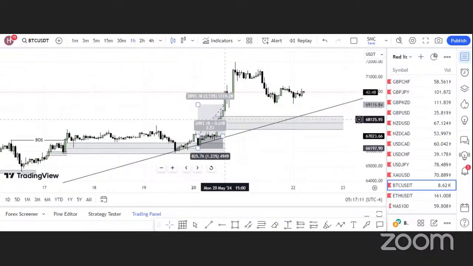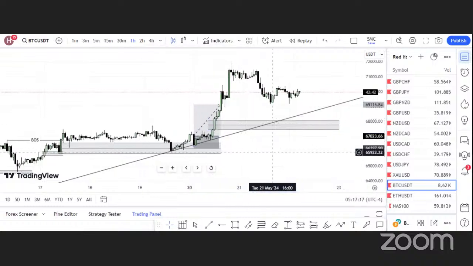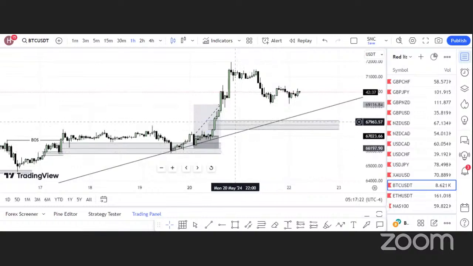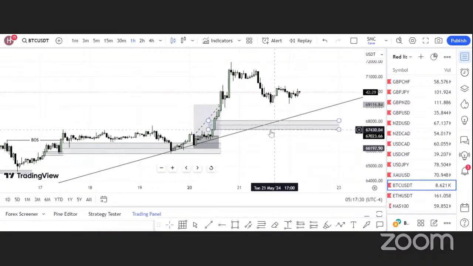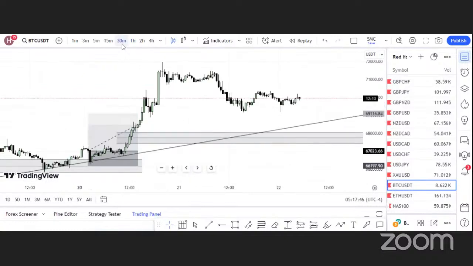So here we have multiple areas where the market had previously rejected from. So we have a fair value gap that is untapped yet. We have a fair value gap, but it's not mitigated yet. So I think the market would most likely want to come down to mitigate these zones before continuing its bullish movement.